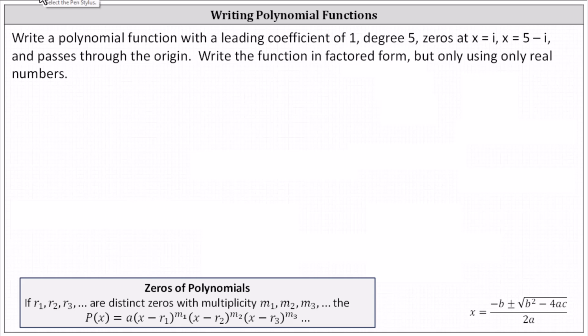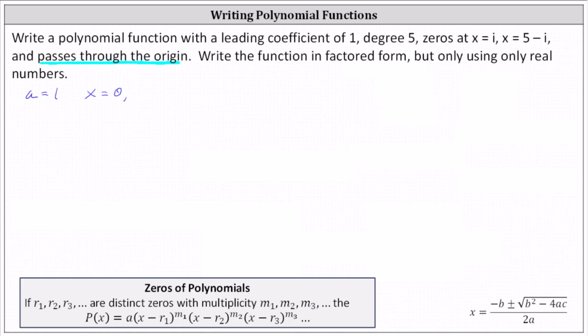We'll write the polynomial in the factored form shown below, where a equals the leading coefficient, which in our case we know a equals 1. And now let's list all of the zeros. Let's start with the fact that we know the polynomial passes through the origin. That means the origin is an x-intercept of the graph of the polynomial, and therefore x equals 0 is a zero of the polynomial. So we'll list x equals 0 as a zero.